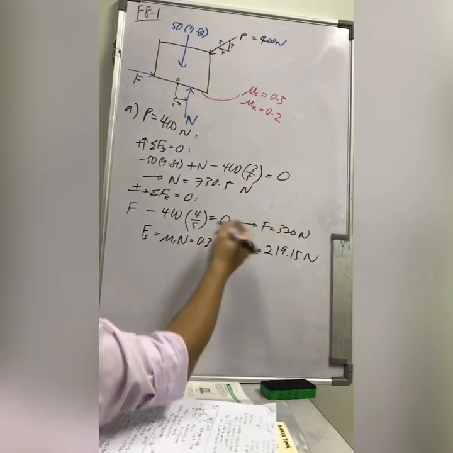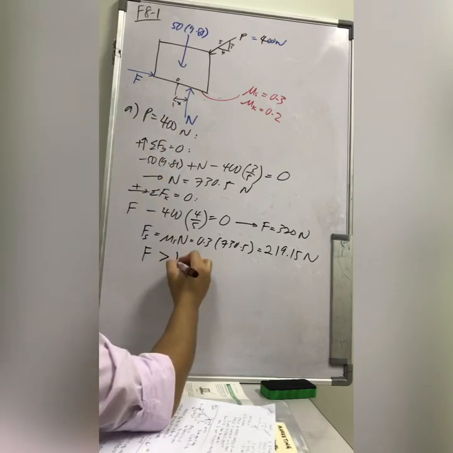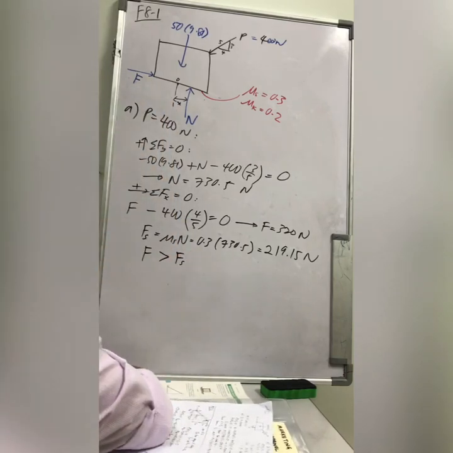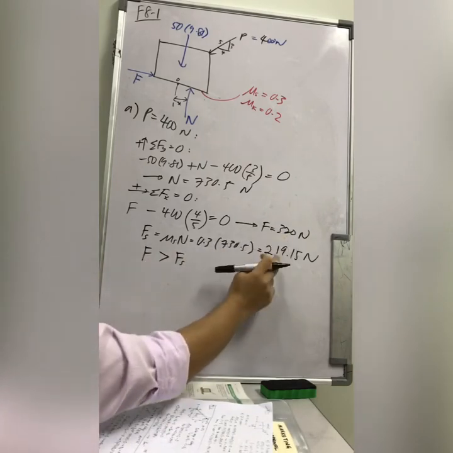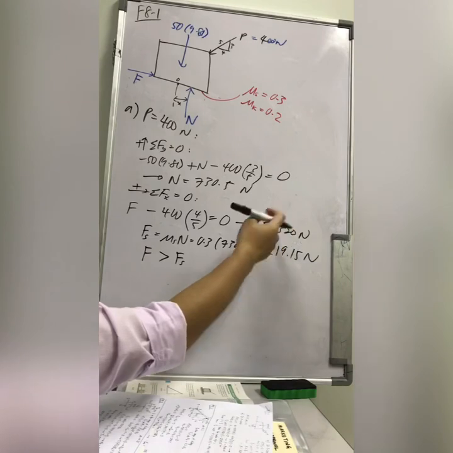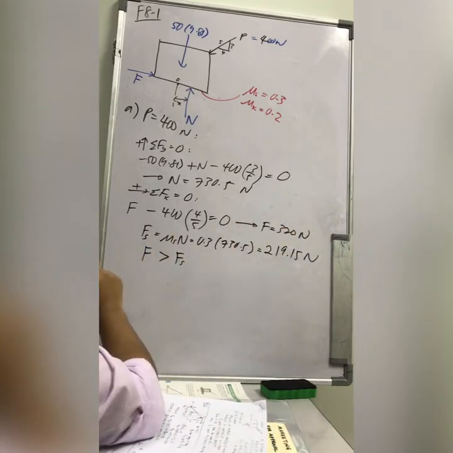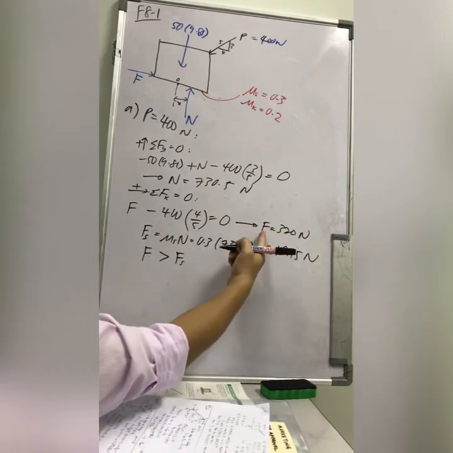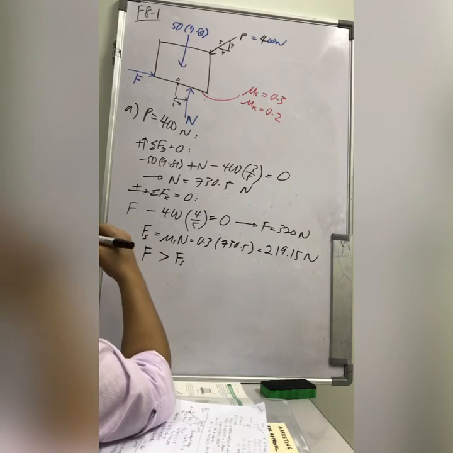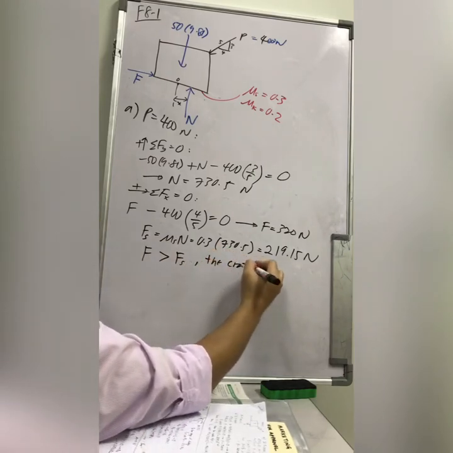What do you see here? Can you see that now your friction force is bigger than your Fs? Instead of 219, it has exceeded it, it is 320. Because from your calculation this F is bigger than Fs, it means that the crate slips.